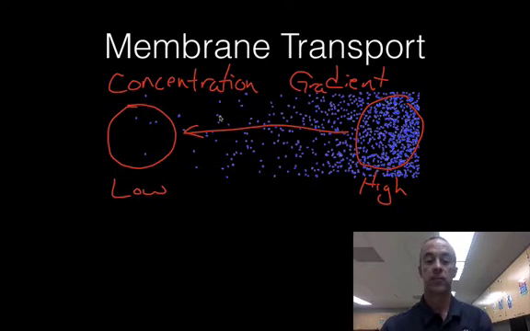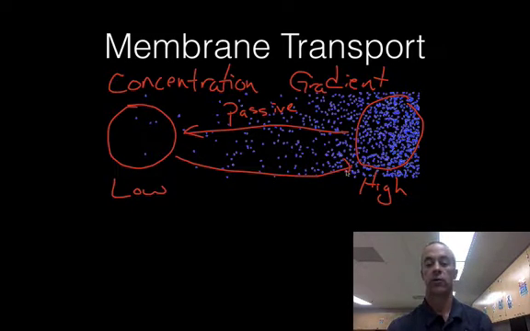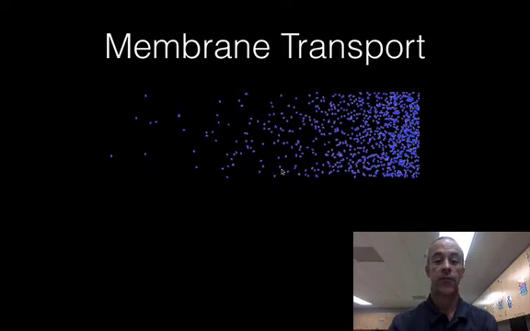Generally speaking, when you're going from high to low, that's going to be passive transport. Those are the things that don't require energy. If we're going from low to high, those are going to be the active transport mechanisms, where you're basically making things go where they don't want to go.